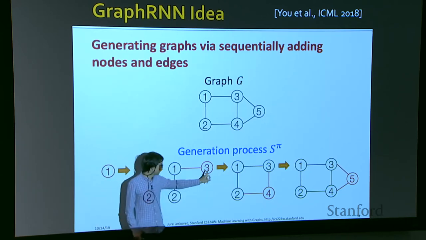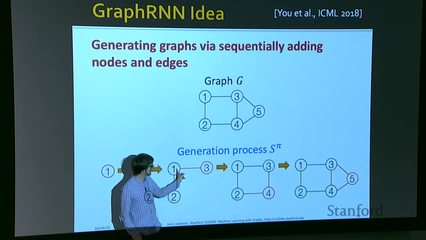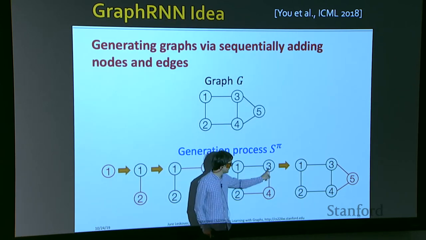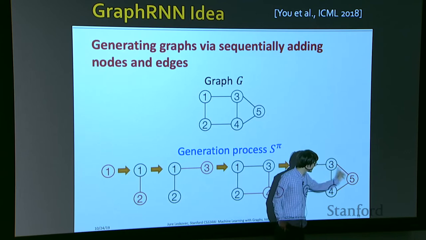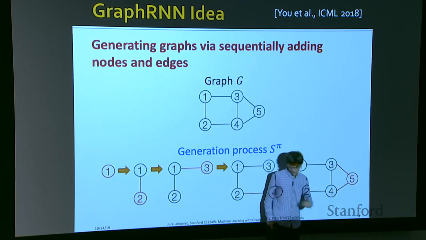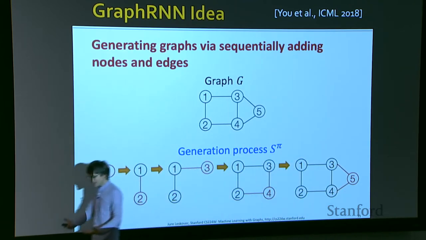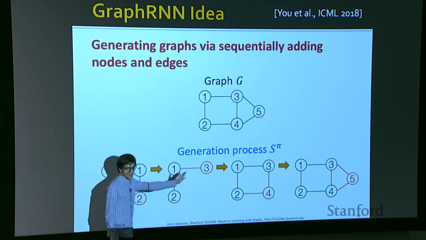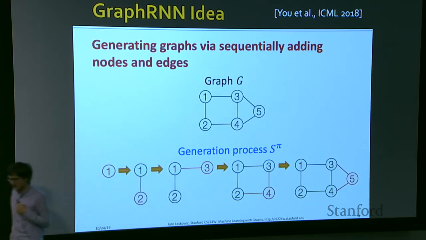Then node 3 comes, it connects to node 1. Then node 4 comes, I have to connect it to 2 and 3. And then 5 comes, connect it to 3 and 4, and I'm done. OK, so that's the recipe to draw a graph. So we'd like to learn this sequential recipe.